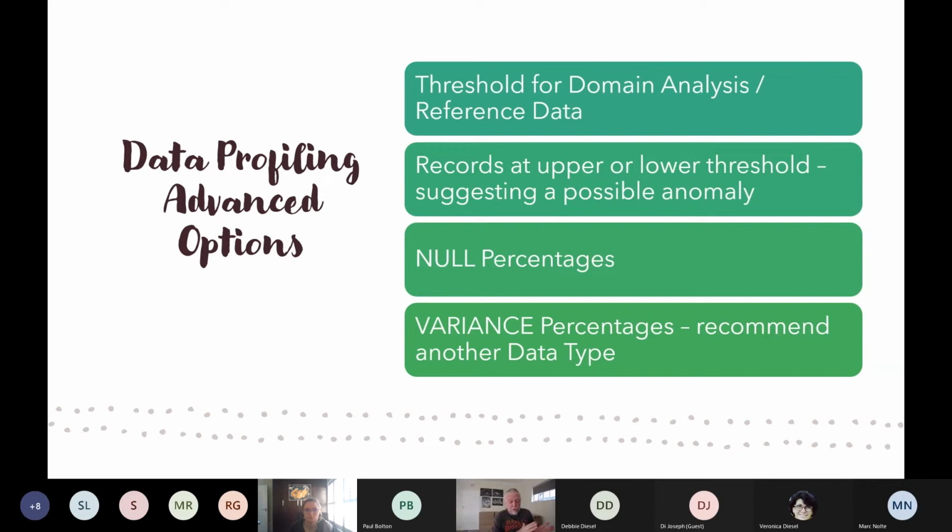So when we have a domain analysis and most of our records are sitting with one value, you start asking the question, why are they all clustered around this area and what's the use of that element? Then we have null percentages, so how many of your column rows are null, and then we have variance. Okay, so if you've got an integer or a big int and it could be converted to an int or a small int, it will actually warn you of some of these things.